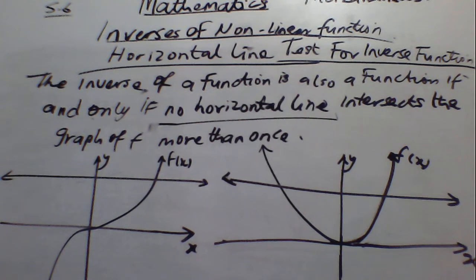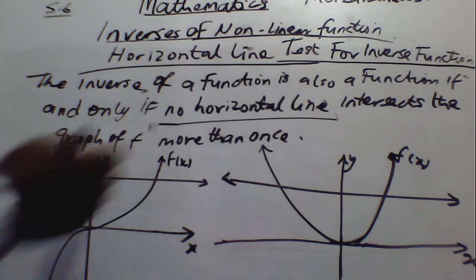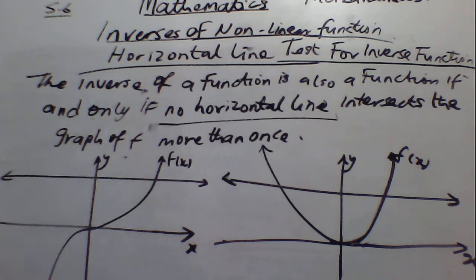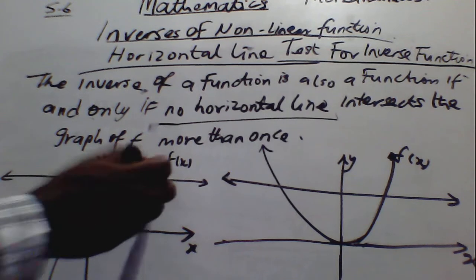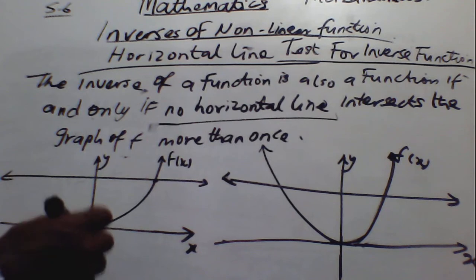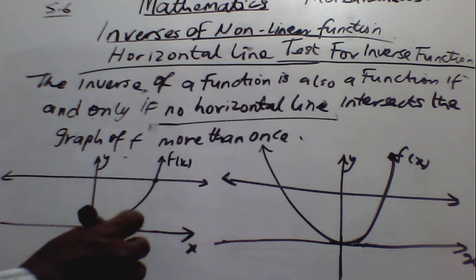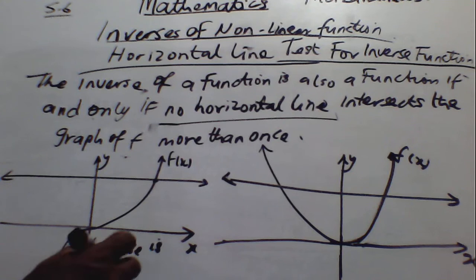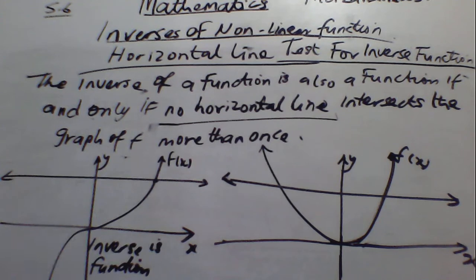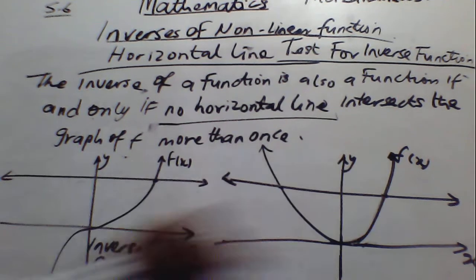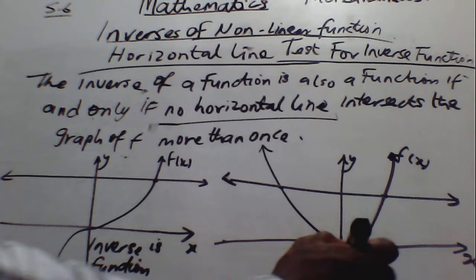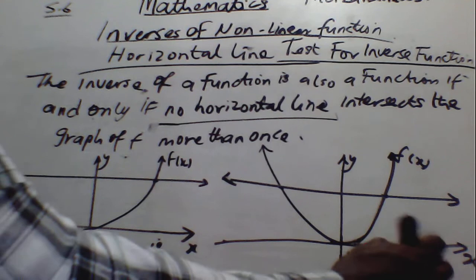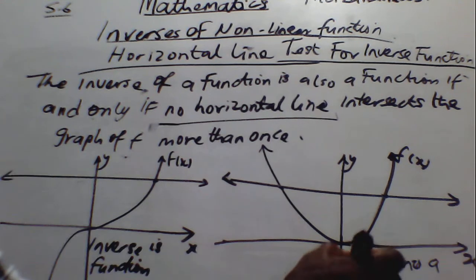Using the horizontal line test, the inverse of a function is also a function if and only if no horizontal line intersects the graph of f, its parent graph, more than once. For f of x, this horizontal line intersects the graph only once here. Therefore, the inverse is a function. Here it intersects here and intersects here. This is not a function, is it not? You can now write: inverse not a function.